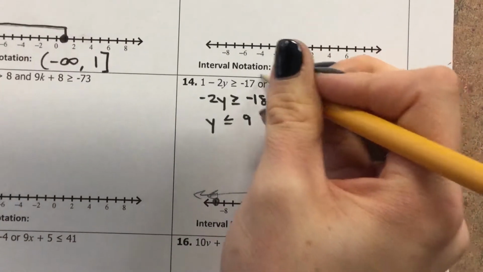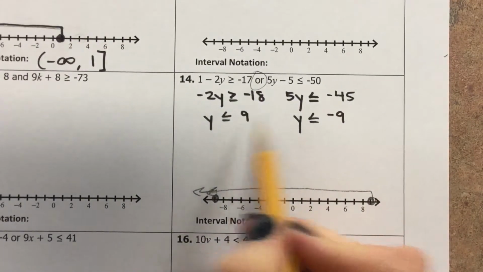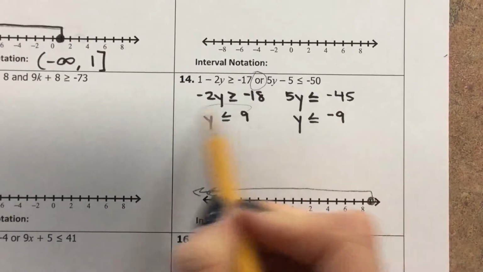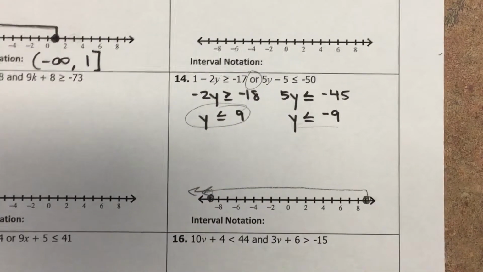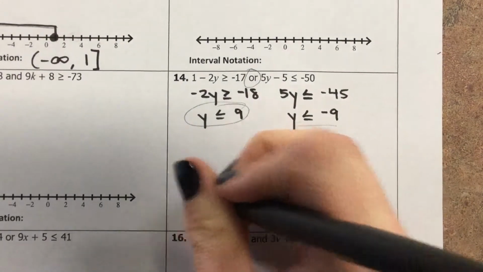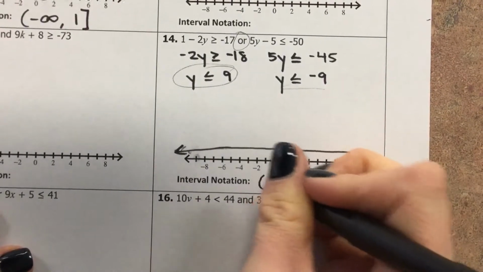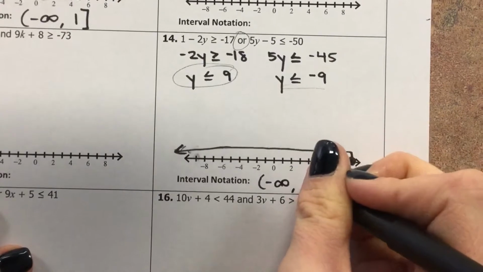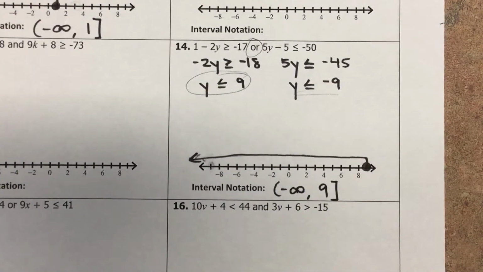So or means the overlap. Anything that's shaded counts. So when I say less than 9 and less than negative 9, I might as well just say this, because anything in this set is immediately in this set. So I'm really just taking this and going all the way to the left. So I don't really have to worry about this portion of it. So interval notation, my left arrow would be a negative infinity, and it goes up to the 9, and I close that with a bracket. All right, so that's 14.